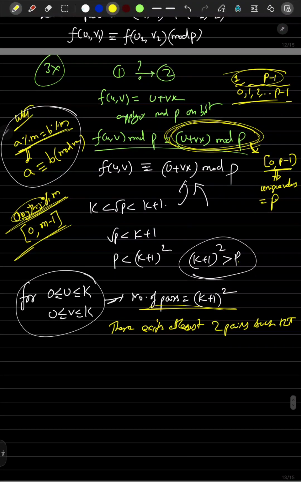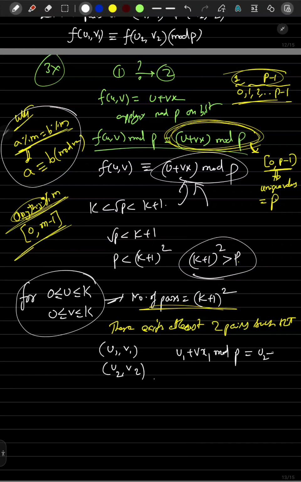So such pairs will be (u1, v1) and (u2, v2). For this function it is colliding, meaning what? How will you write it? u1 plus v into x1 mod p equals u2 plus v into x2 mod p. This can be written as u1 plus v into x1 congruent. How did you write this one? Explain the last step.